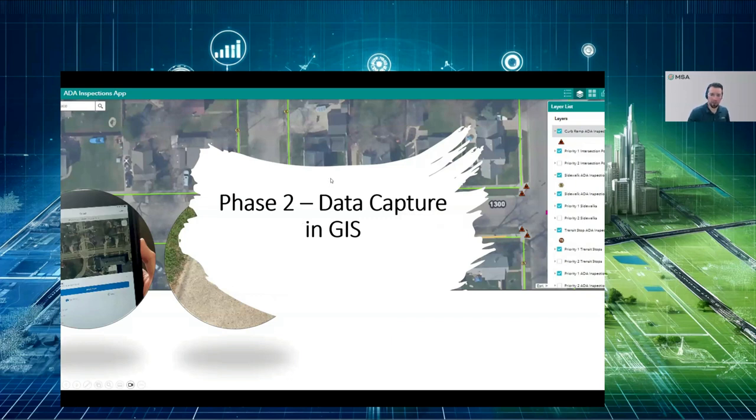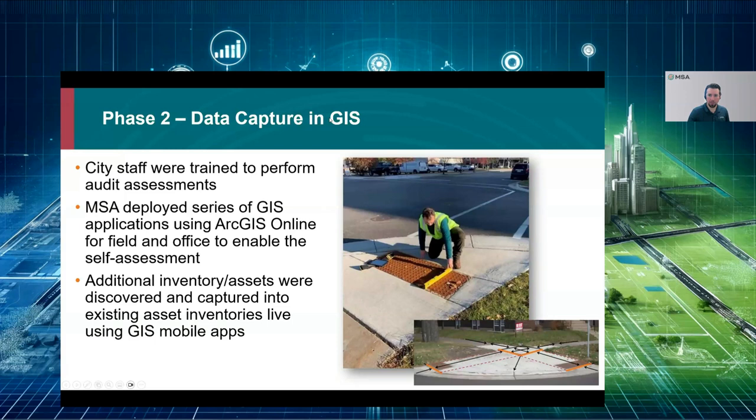As far as getting this data, you'll hear quite a few unique ways to capture data at this level of scale come up later today. But for this, to really have the city own this process in the long haul, they're going to leverage their existing technology. So we are deploying mostly mobile apps through their ArcGIS Online to get this work done. You'll notice here the city staff were trained to perform the audit assessments, including all the measurements they needed to take, understanding how to assess each type of asset there.